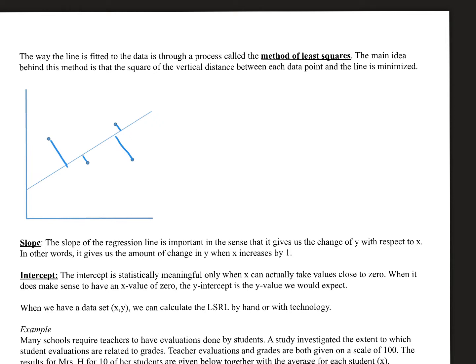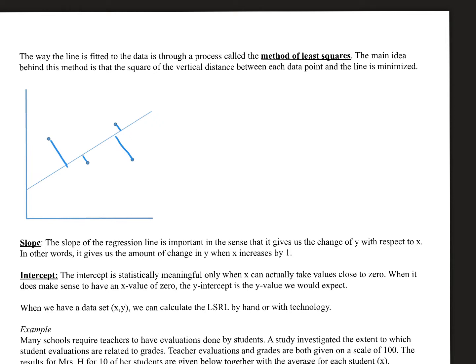The slope of your regression line is important because it gives us the change of y with respect to x. So in terms of least squares regression, it gives us the amount of change in y when x increases by 1 specifically. The intercept is also important, but only when x can actually take values close to 0.